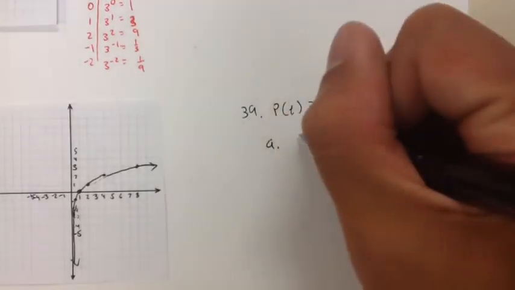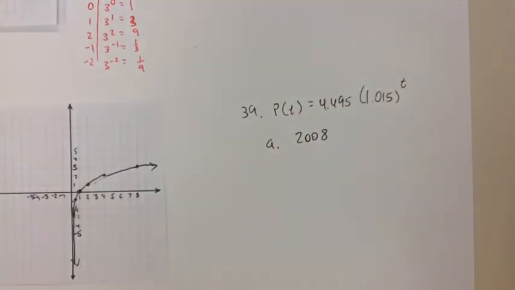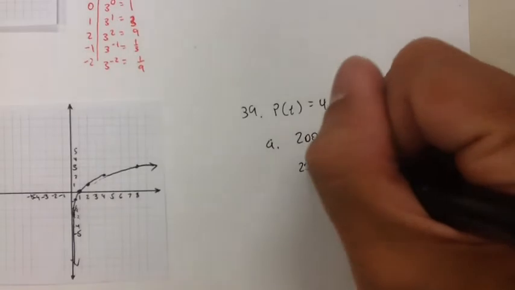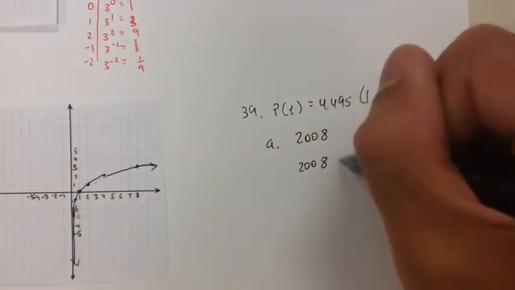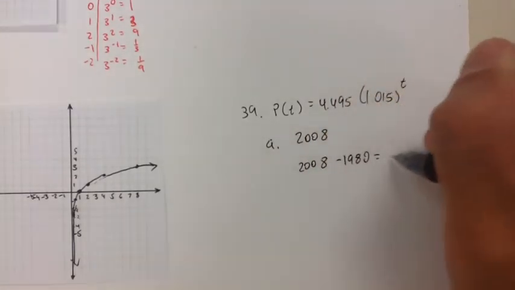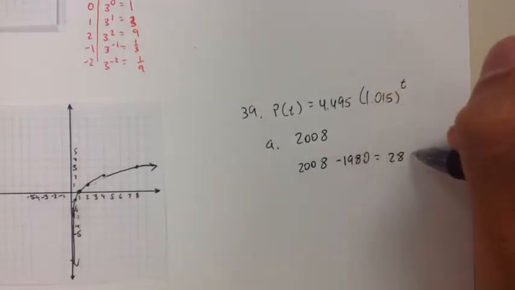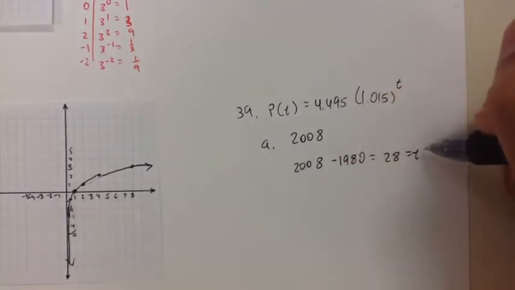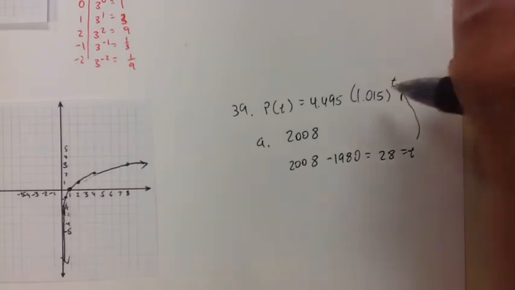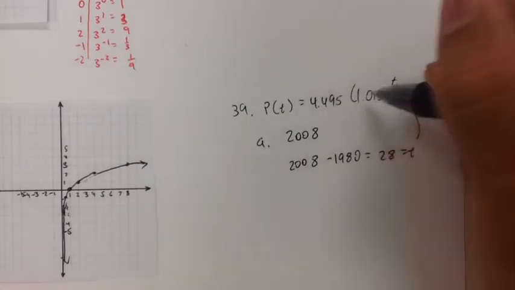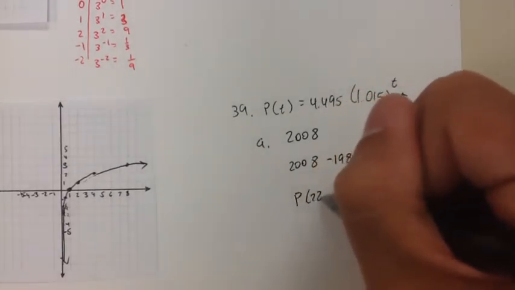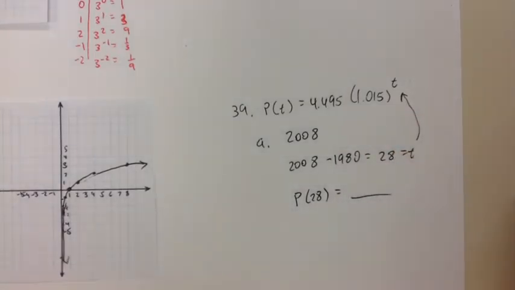Part A says to predict what the population would be in 2008. Well, 2008 is how many years after 1980? We would just subtract. So it is 28 years, which would equal t. We're going to plug that 28 in up here. Take this to a power of 28, multiply this, so P of 28 would equal some number.